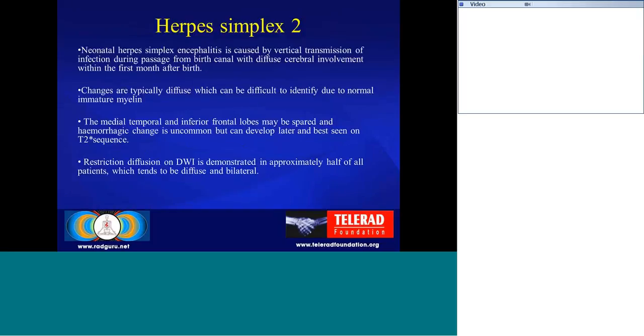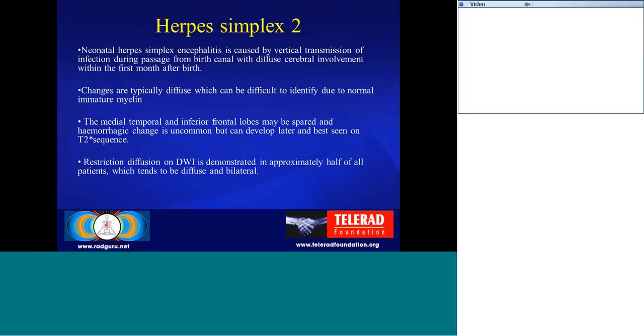Now coming to the herpes simplex 2 virus, it's called neonatal herpes simplex encephalitis. It's caused by vertical transmission of infection from passage through the birth canal with diffuse cerebral involvement, occurring in the first months after birth, and changes are typically diffuse. So it's very difficult to distinguish the abnormality because there's also normal immature myelin. Both normal immature myelin and the involved brain in herpes simplex encephalitis will have hyperintense signal on FLAIR and T2 weighted MR imaging.